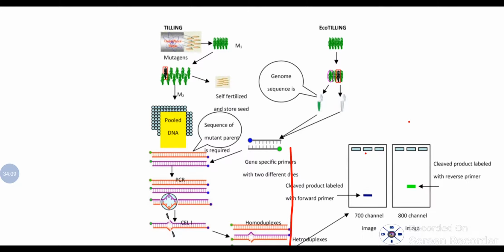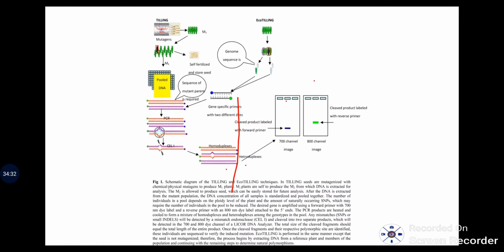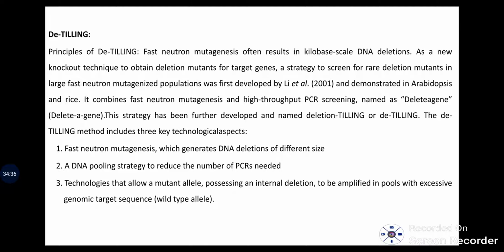That means the only difference between TILLING and ecoTILLING is that ecoTILLING identifies the SNPs or the natural variation existing in the population, whereas TILLING is an induced approach. By inducing the mutant, we are finding whether particular mutants or changes are present in that particular population or not. I hope this is clear to you. So let us move to the next slide.